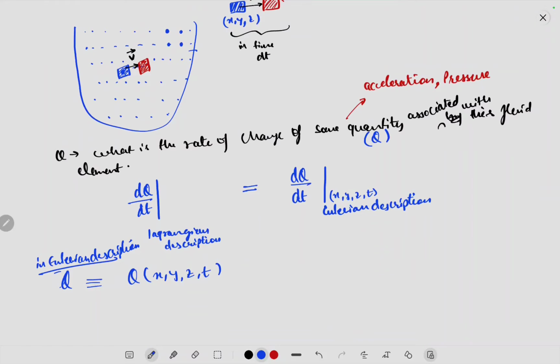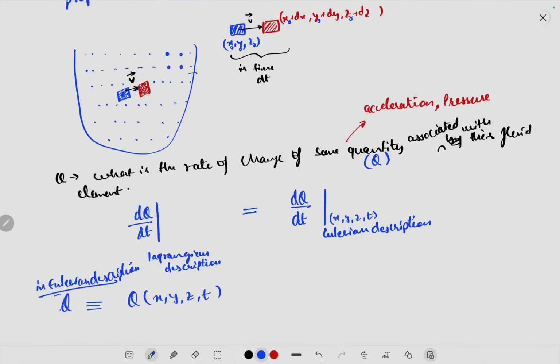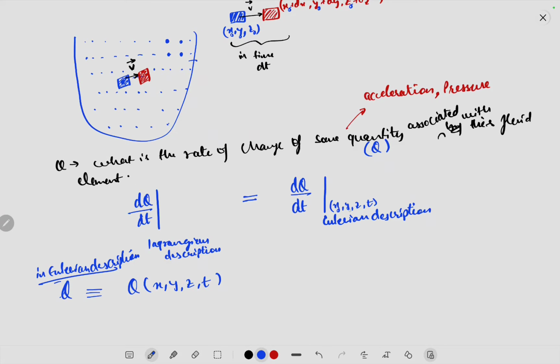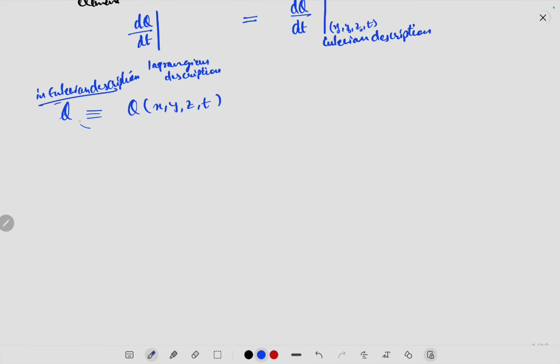I think this is getting confused with this x, y, z and t. So let's just write it as x naught, y naught, z naught. Let's write this as x naught plus dx, y naught plus dy, z naught plus dz, and this is x naught, y naught, z naught and t naught, and t. So this q is dependent upon the coordinates of the point in the Eulerian description, and also the time that you have chosen, right?